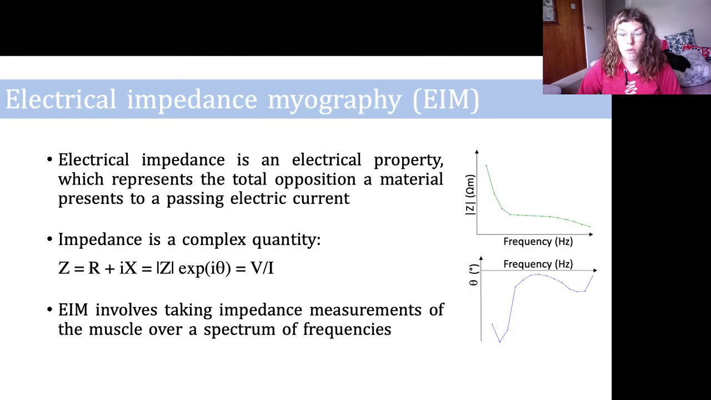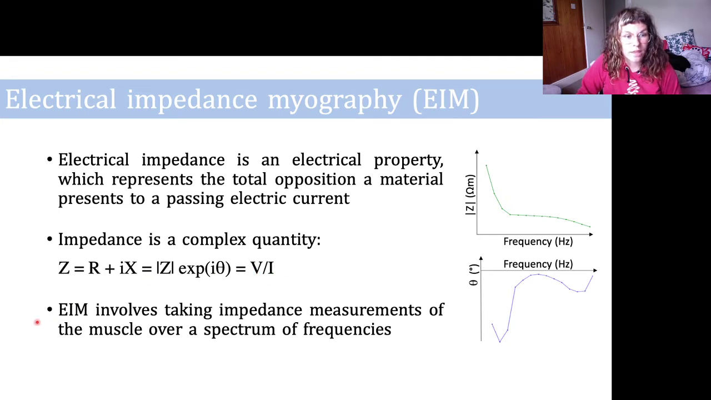So a new candidate for a biomarker that I've been looking at in my PhD is called electrical impedance myography, or EIM. So electrical impedance is just an electrical property of any material, and it represents the total opposition presented to a passing AC current. It's a complex quantity with real part resistance and imaginary part reactance, and equivalently can be written in polar form in terms of the impedance magnitude and the phase. It's a fairly simple quantity to calculate, just calculated as the ratio of voltage to current.